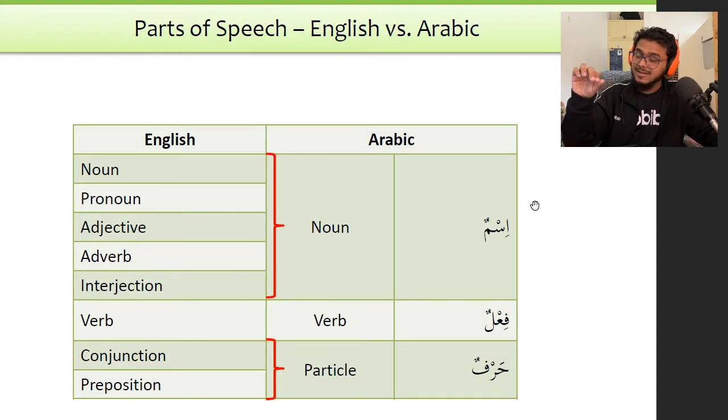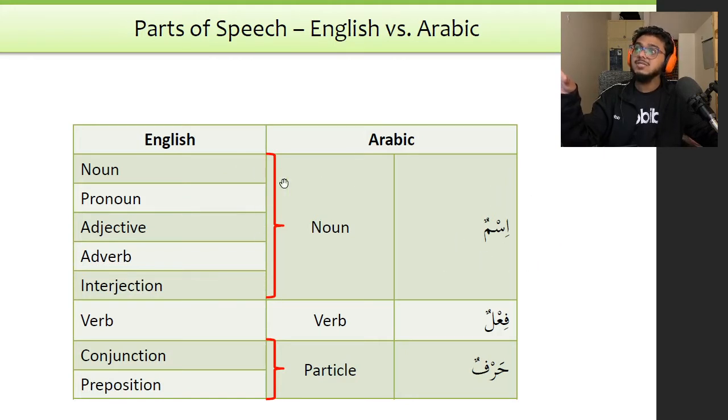Under the ism category, if we compare it with the English noun, pronoun, noun as in house, pronoun as in he, she, it, adjective as in new, adverb as in quickly, right? Interjection. All of these fall under the ism category, which is translated to English as noun. So all of these are nouns. A pronoun is also a noun. When we refer to a noun in this course, it could be a pronoun in the English language. So all of these are asma'un, which is the plural of ism. All of these will be categorized as noun.